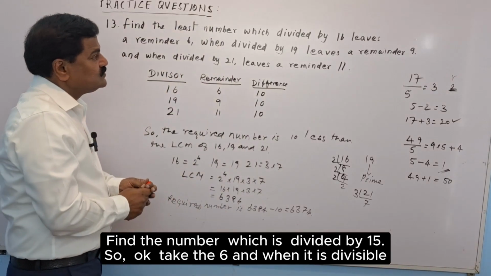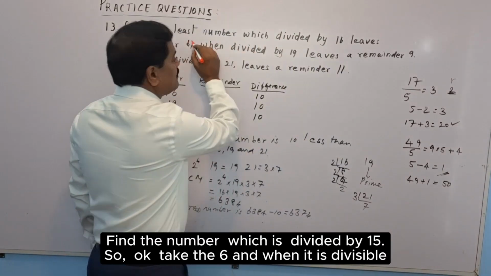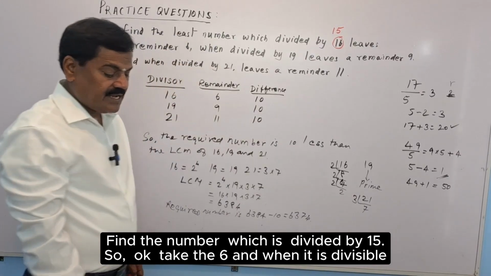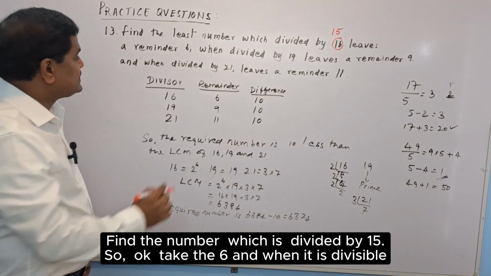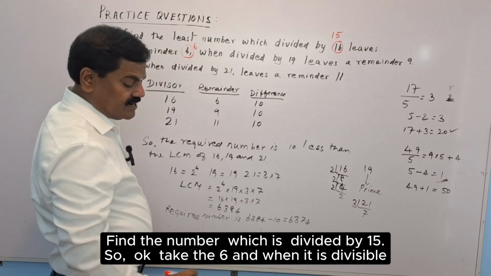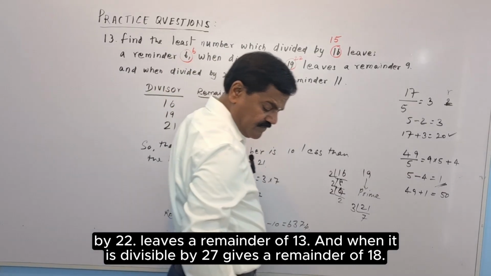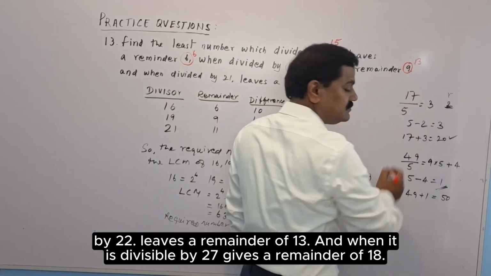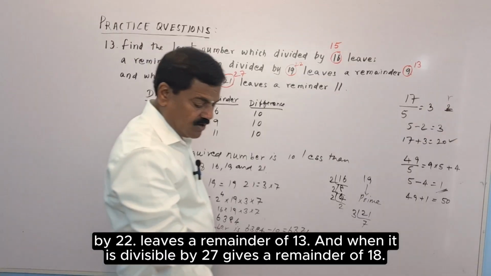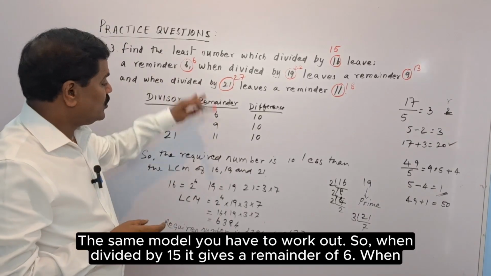Find the number which, when divided by 15, gives a remainder of 6, when divided by 22, leaves a remainder of 13, and when divided by 27, gives a remainder of 18. The same model you have to work out.